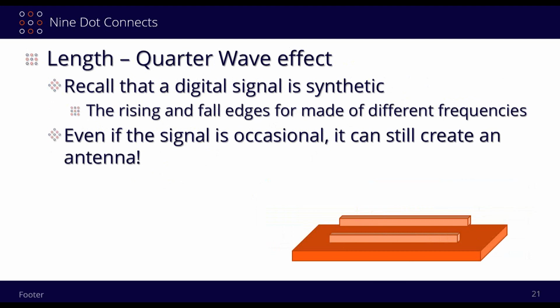Okay? So let's just recall for a moment a digital signal. Everything I'm going to talk about now is primarily for the digital domain. In a digital signal, we're talking about a synthetic signal. What do we mean by a synthetic signal? It's because the rising edge and the falling edge are made of different frequencies. Synthetic signals mean that they're man-made, something that we create, as opposed to something in nature, where a sine wave would be something very natural.